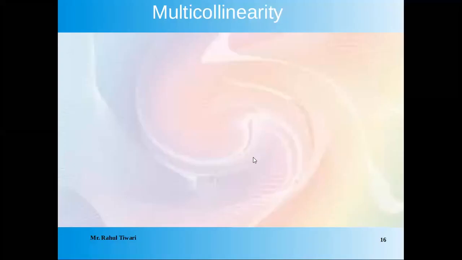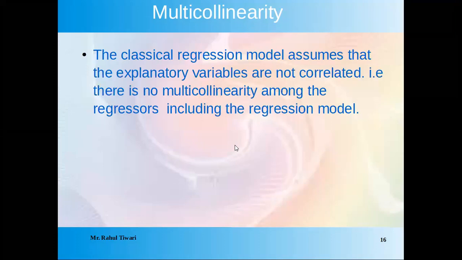Next concept, which is multicollinearity. Maybe this is a term you are familiar with, collinearity. It is a form of linear relationship. When we talk about multi, we mean we have more than one variable. So if you have more than one variable, what could we say about multicollinearity?